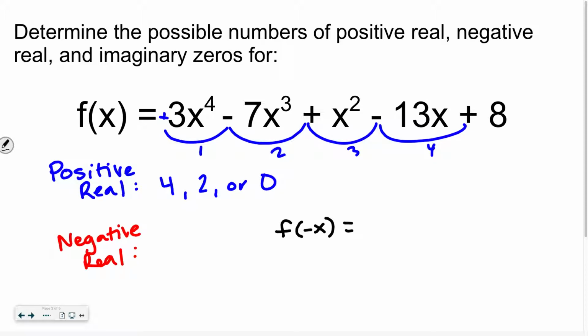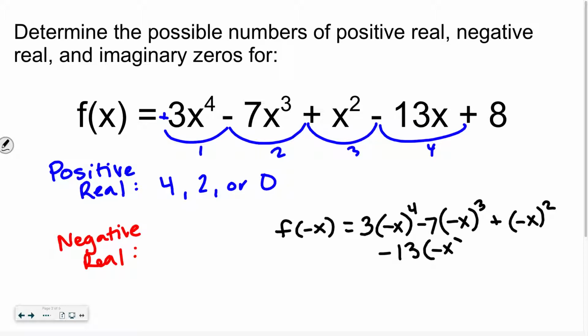Now, when I plug negative x in, I'm going to protect it with a set of parentheses, because I want to raise negative x to the exponent, not just x. So all the x's in those terms, I've got to put in negatives. I'm going to have 3 times negative x to the fourth minus 7 times negative x cubed plus negative x squared minus 13 times negative x plus 8. Everywhere I saw an x, I put a negative x, and protect it with a set of parentheses. The exponent is going to apply to all of negative x.